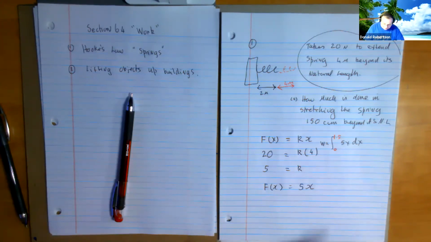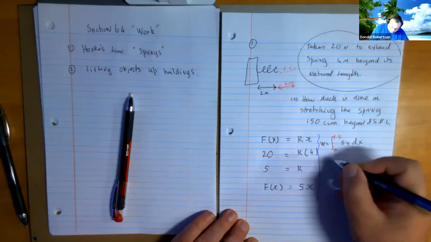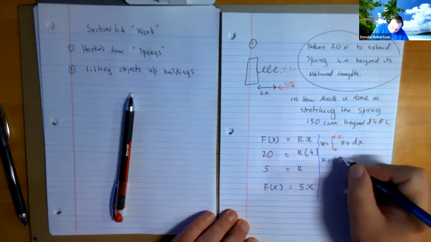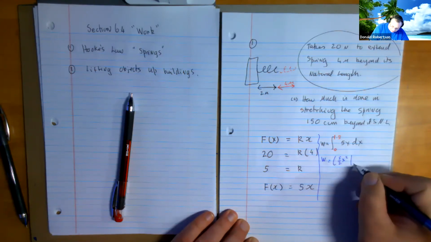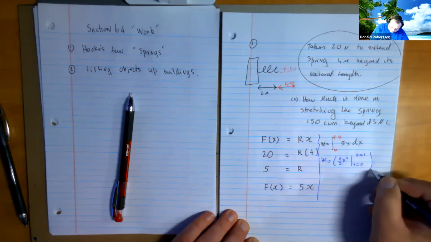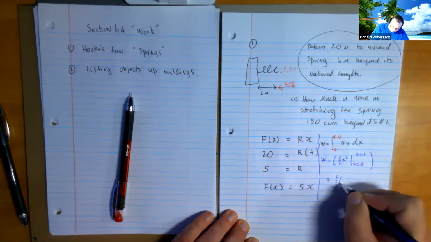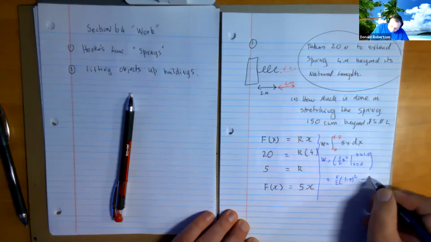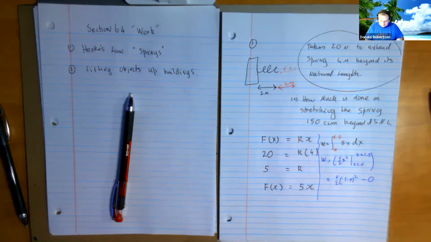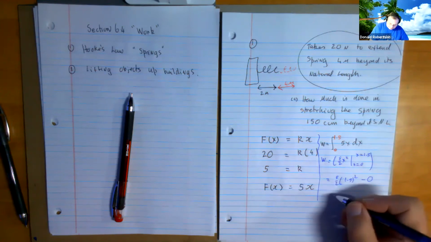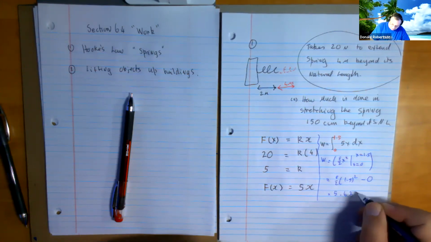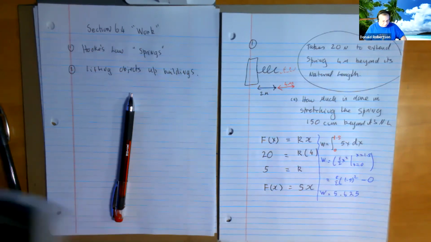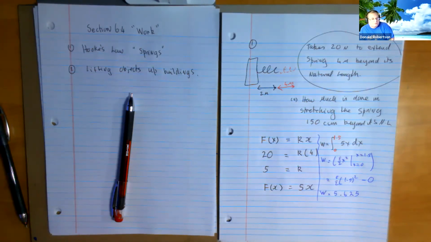Now, in this particular question, the work is going to be 5 halves x squared, evaluated from 0 to 1.5. It's going to be 5 halves times 1.5 squared, take away 0. And in this case, decimals are okay. So if I divide by 2 and multiply by 1.5 squared, the answer is 5.625. We comfortable with that question?